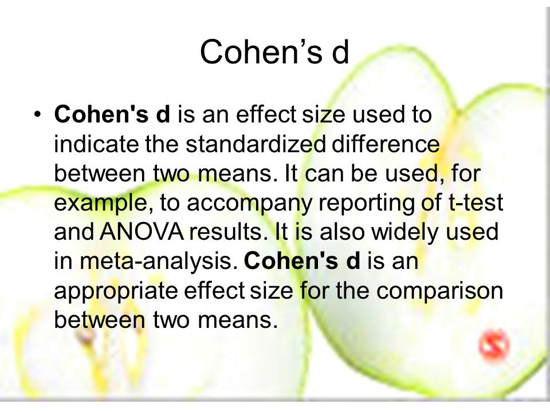So Cohen's d, once again, is something that measures the effect size used to indicate the standardized difference between two means. So what we're looking at is the difference between two means that is kind of common or standard. It can be used to accompany reporting of t-tests, ANOVAs. It's also used in something called a meta-analysis. A meta-analysis is something that's used for the comparison of two independent studies.